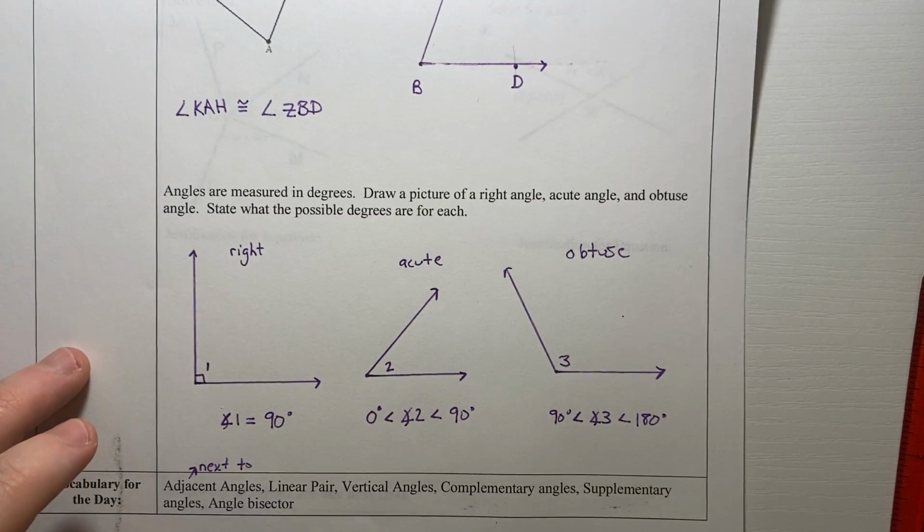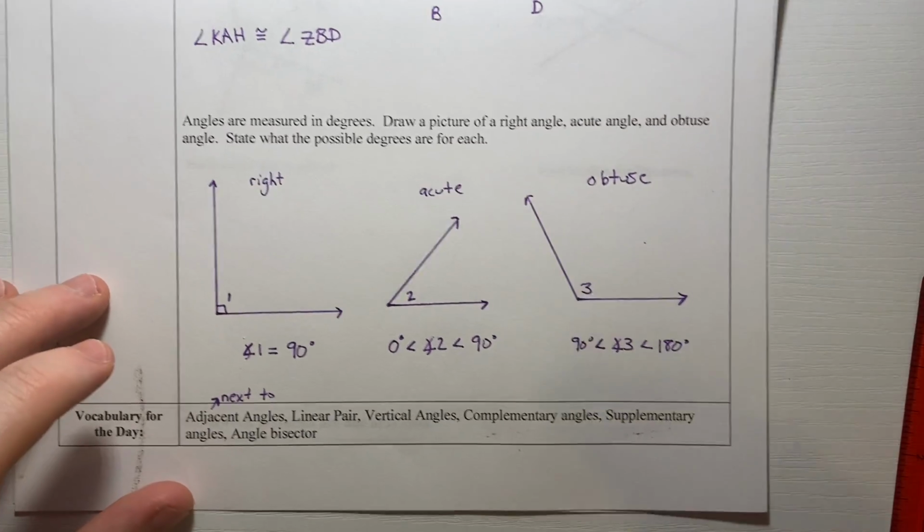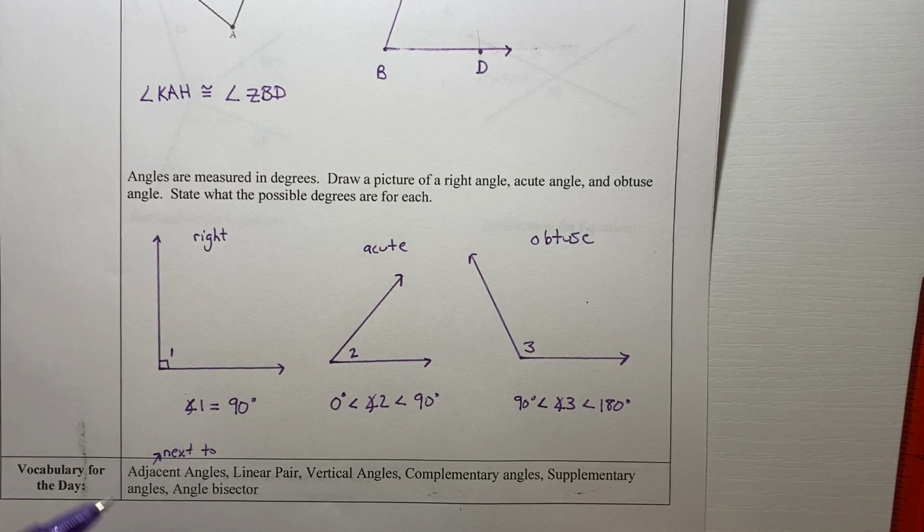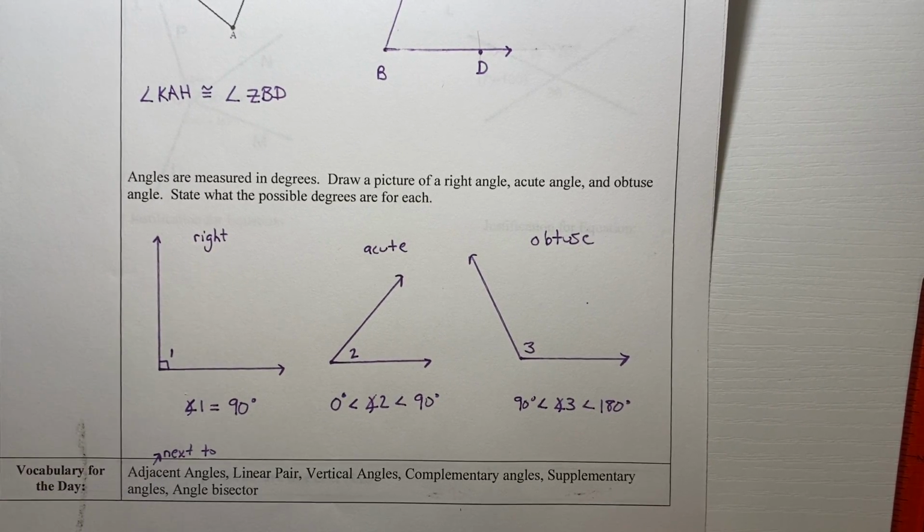All right, these are our vocabulary terms for the day. I already kind of introduced these, but this entire second page is a lot of algebra, and we need to know these vocab words so we can help solve for some missing variables. So we're going to be talking about adjacent angles. Adjacent angles are two angles that share the same ray. They share the same side. The word adjacent is like next to. So they're just two angles that are next to each other.